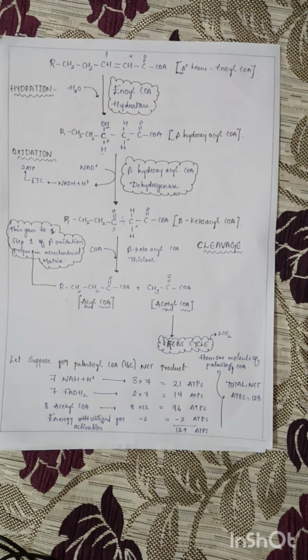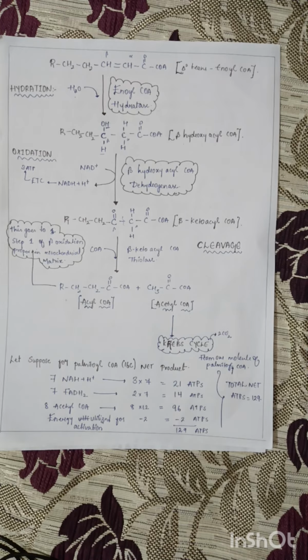Now we will see the net product. Palmityl CoA is 16 carbon. The net product: we have 7 NADH plus H plus, 7 FADH₂ and 8 acetyl CoA. NADH plus H plus forms 3 ATPs, 3 into 7 is 21. FADH₂, 2 into 7, is 14 ATPs.